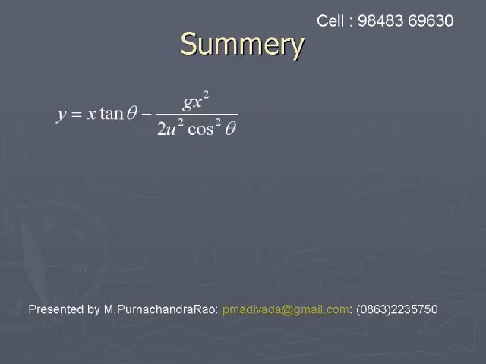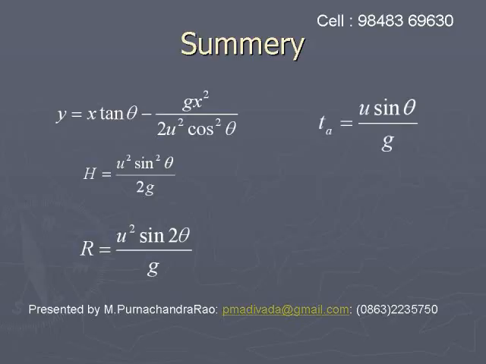The equation of the trajectory is y is equal to x tan theta minus gx square by 2u square cos square theta. The relation for maximum height h is equal to u square sin square theta by 2g. The relation for range R is equal to u square sin 2 theta by g.